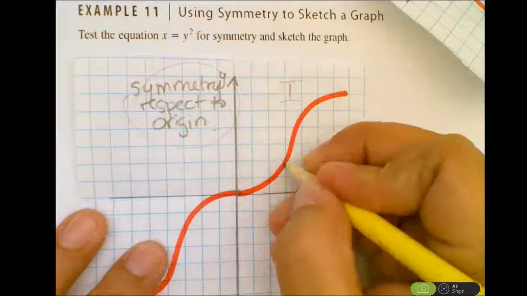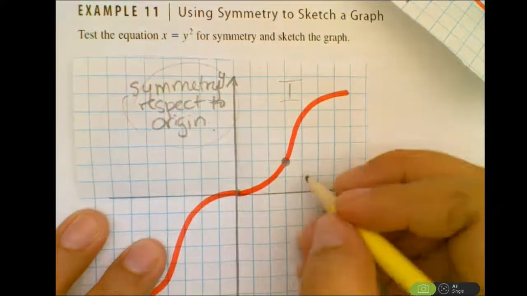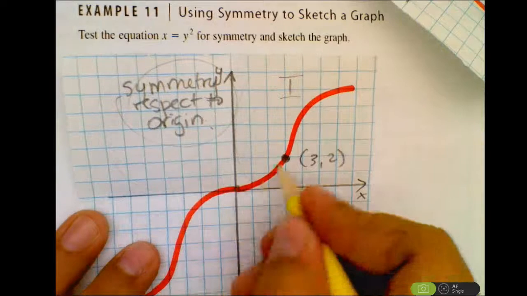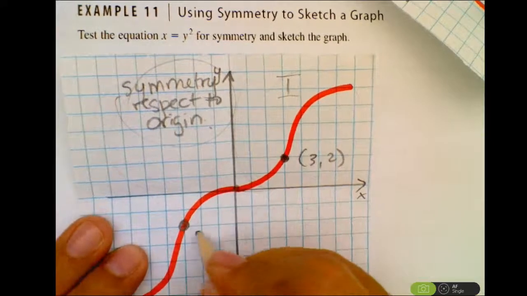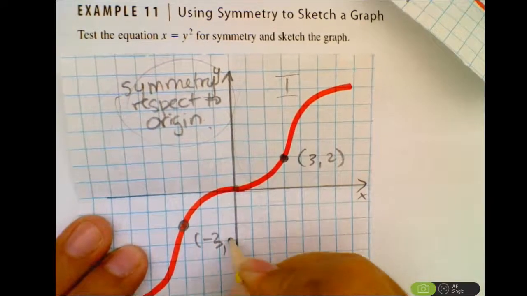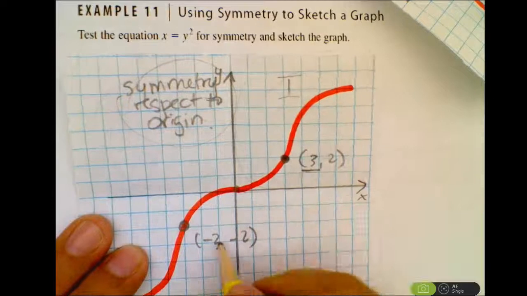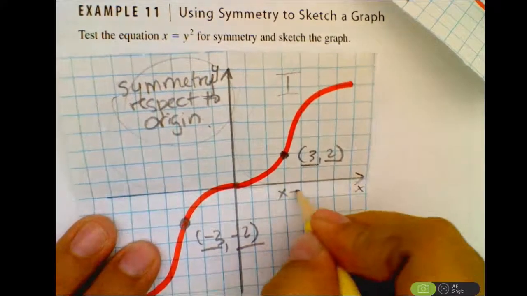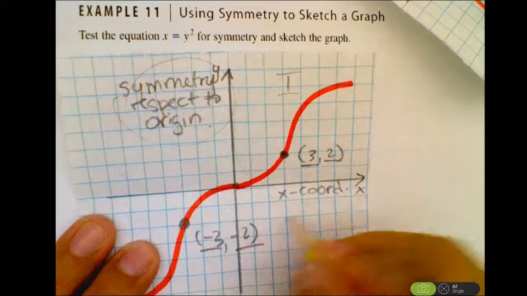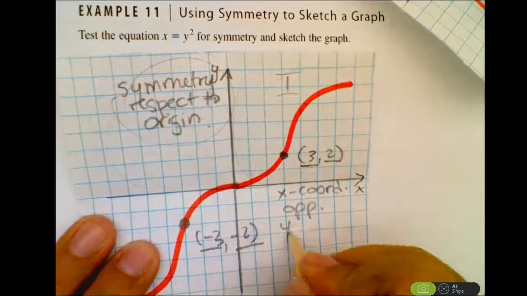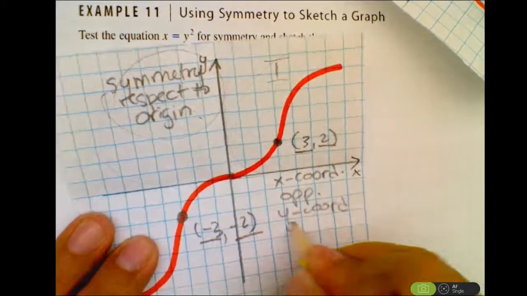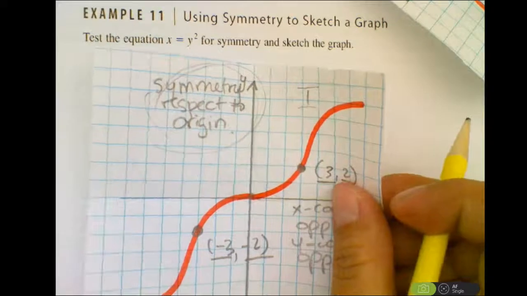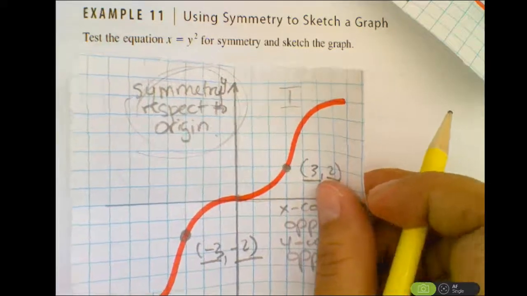And now let's look at what happens to the coordinates. The coordinates of this point are 3, 2. And then the corresponding point over here is -3, -2. So the x coordinates are opposite, and the y coordinates are opposite of each other as well, whenever a graph has symmetry with respect to the origin.